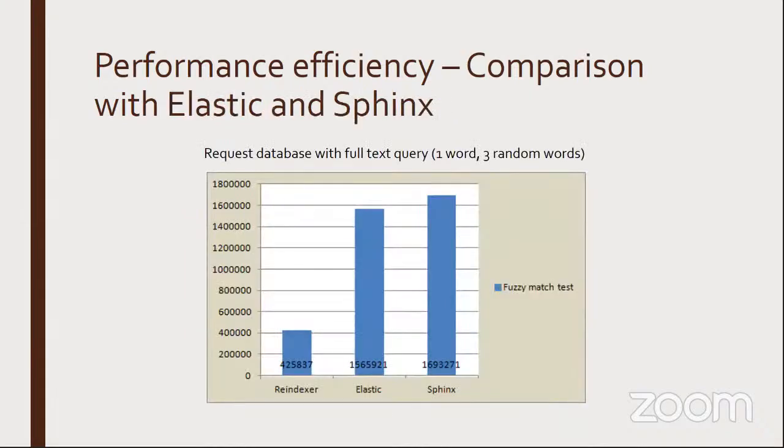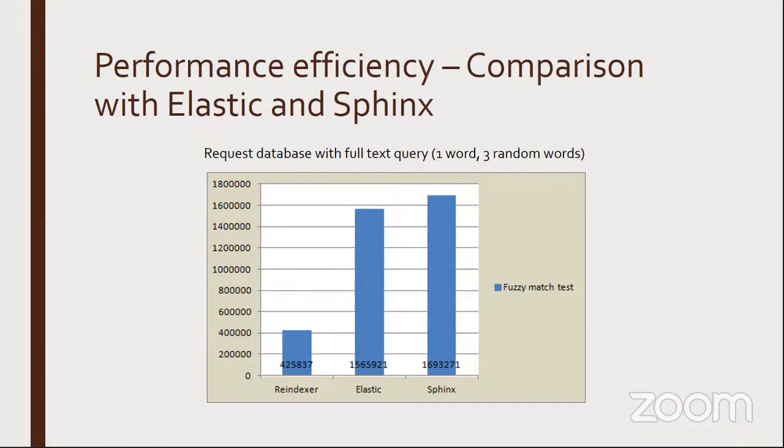On this slide, we provide fast search with complex queries. And based on this test, we made the conclusion that between Elasticsearch and Sphinx search, Reindexer was the best too.